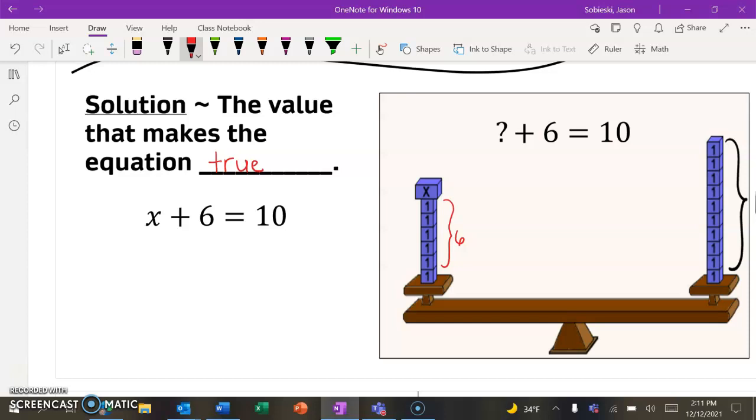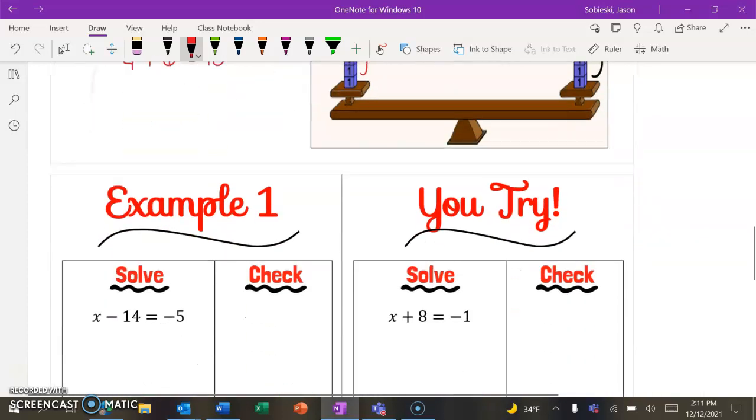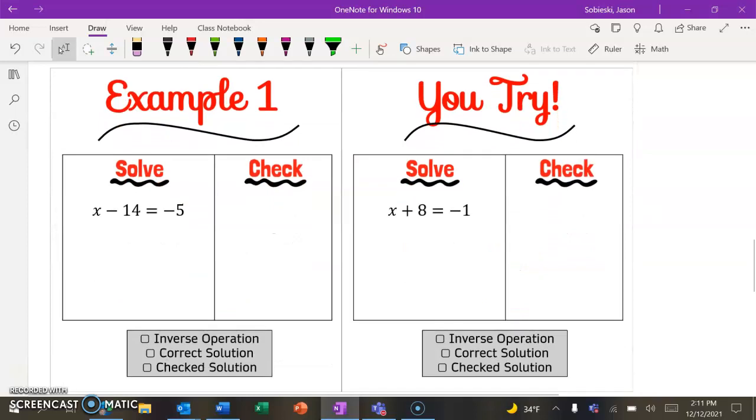Well, with this one, it's pretty obvious to see that this x would have to be 4, right? Because if we put 4 in for x, 4 plus 6 definitely equals 10. So we know that that is a true statement. But what we're going to do down here is start to look at some more complex examples that might not be easy to just visualize in our head.